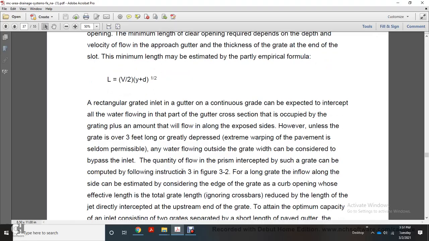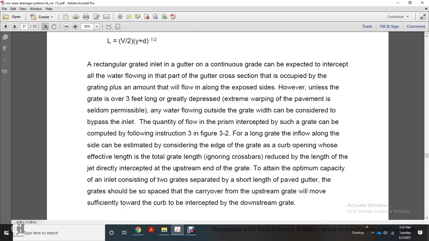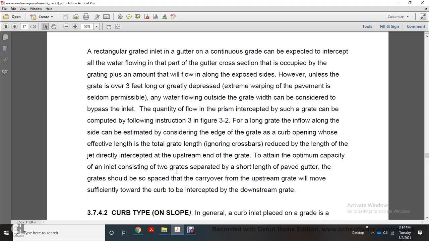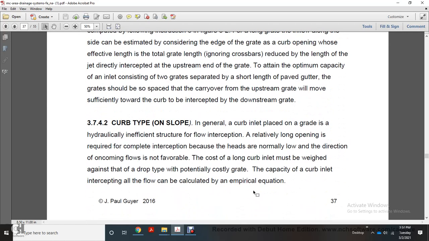In figure 3.2, the flow along the side of the grate can be estimated by considering the edge of the grate as a curb opening whose effective length is the total grate length, ignoring crossbars, reduced by the length of the jet directly intercepted at the upstream end of the grate. To attain optimum capacity, an inlet consisting of 2 grates separated by a short length of paved gutter should be spaced so that the carryover from the upstream grate will move sufficiently toward the curb and be intercepted by the downstream grate.